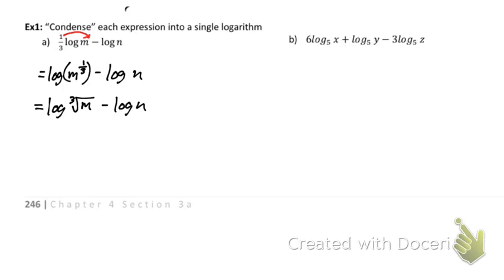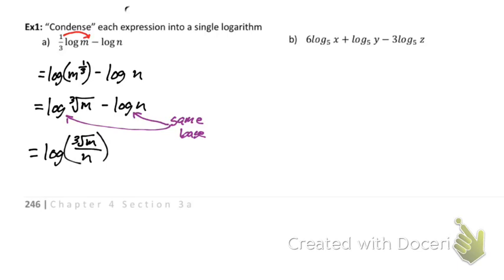All right, now I'm going to see the subtraction sign. If I'm subtracting two logarithmic functions of the same base, I'm going to point that out one more time. These are the same base. That's the only reason why we can do this. Subtracting logarithms of the same base is going to be the same thing as dividing the arguments. So that's log of cube root of m divided by n. And that's as simplified as we can go with that one.